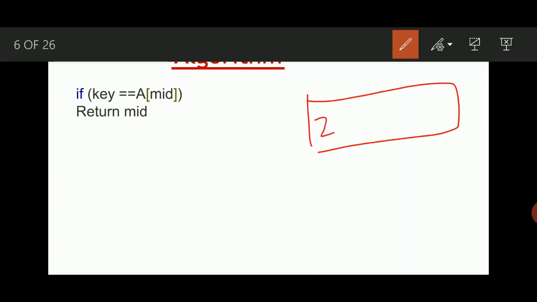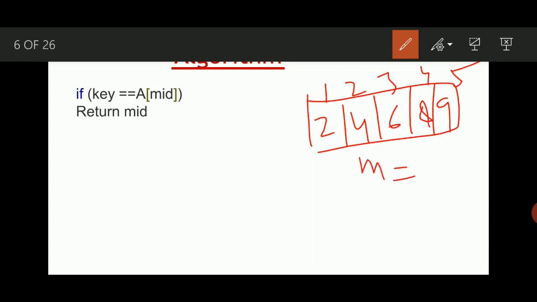The values are 2, 4, 6, 8, 9. It is a sorted array, and the indexes are 1, 2, 3, 4 and 5. First you have to find the mid. Mid is equal to 5 plus 1, which is 6, divided by 2, which is 3. So mid is 3.